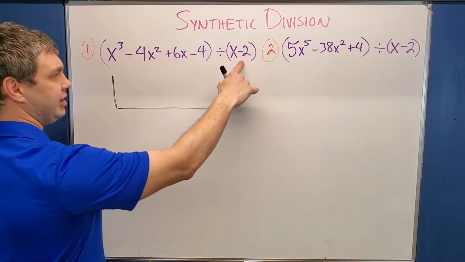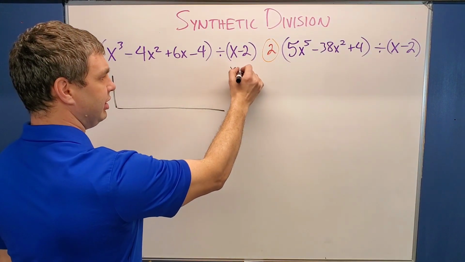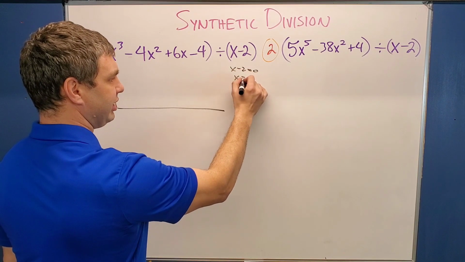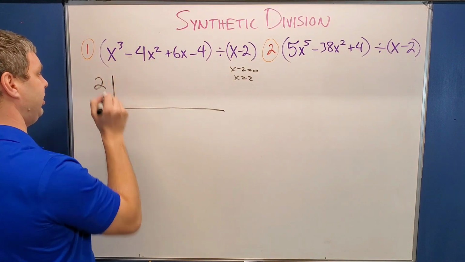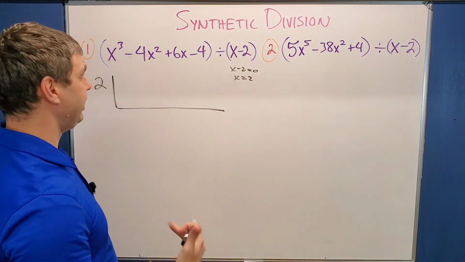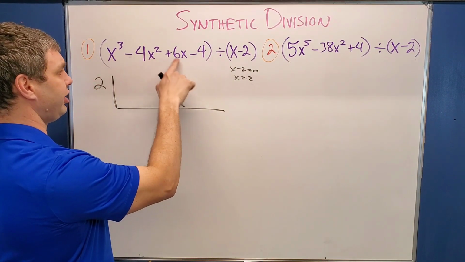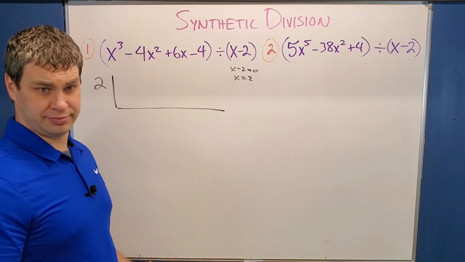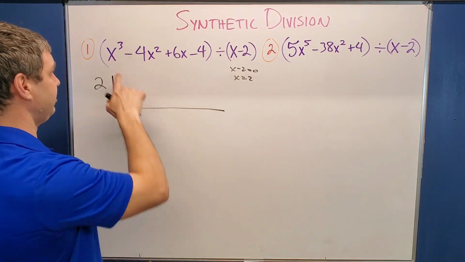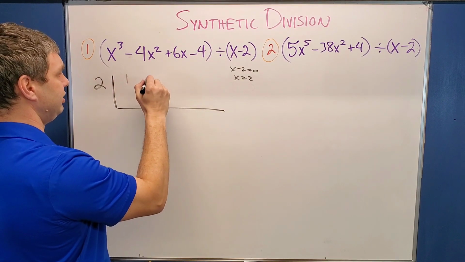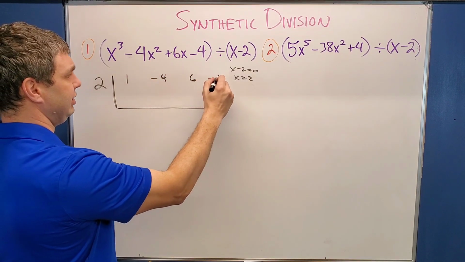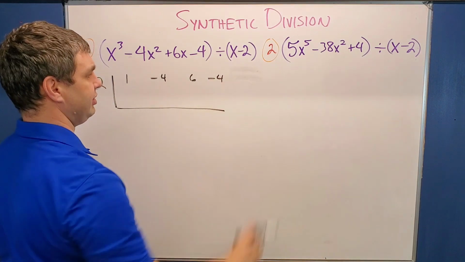But this one, if I were to set x minus 2 equals 0, x would equal a positive 2. We're going to take a positive 2 and put it out here, right? That's like our divisor, okay? And then on the inside, I'm going to write out all the coefficients of my polynomial. So for example, I have a 1, a negative 4, a 6, and a negative 4. A 1, negative 4, 6, and a negative 4. We'll get rid of that, okay?